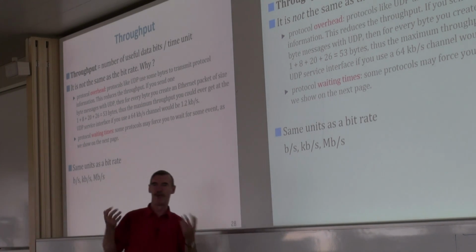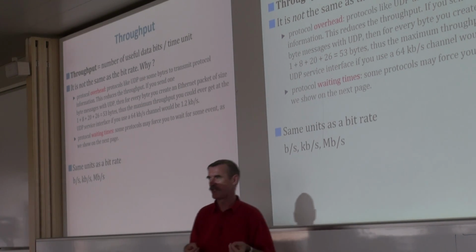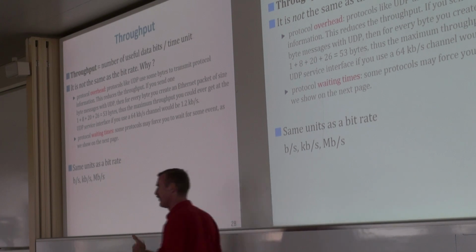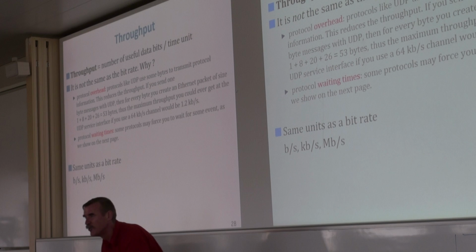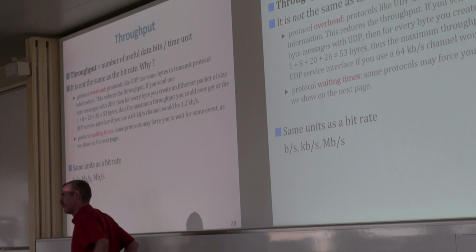If I have a big file of 1 million bits, and if it takes X seconds, I can count 1 million divided by X. That will give me the throughput, how much time it takes to transfer the bits per time unit. It's not the same as the bit rate for zillions of reasons.